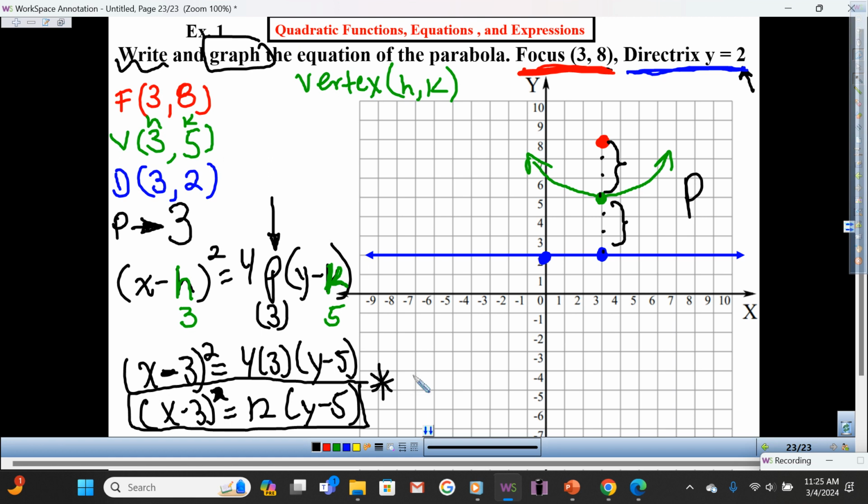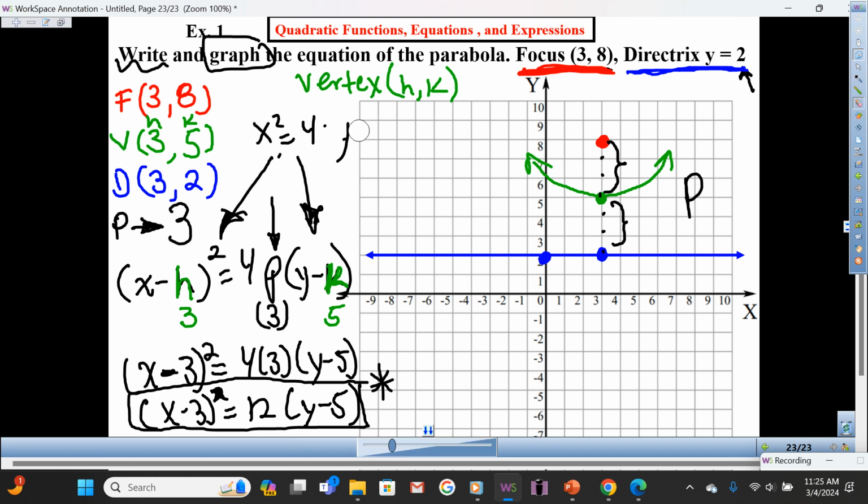So let me walk you through the process one more time. They gave us a focus and a directrix. What is the first thing we do? We look at the directrix and we wrote x squared equals 4py. That's true if we were to have a 0 here on the focus. Do we have a 0 here? No. So then we transform that to this new one. That's why we didn't need that one anymore, and you scratched it off.